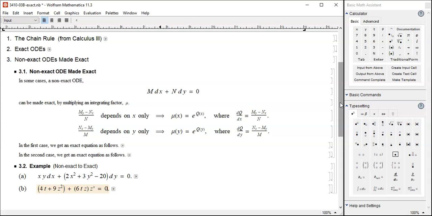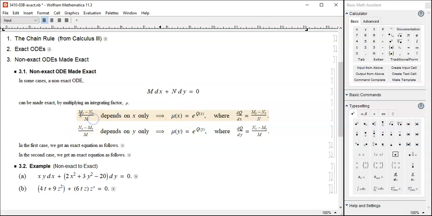And what is the integrating factor? e to the Q. Remember? e to the Q, where Q is an antiderivative. Remember that? And what's that antiderivative and how do you find it?